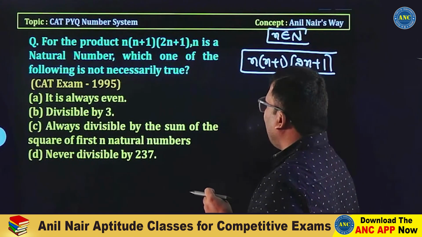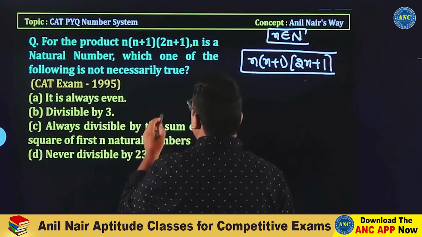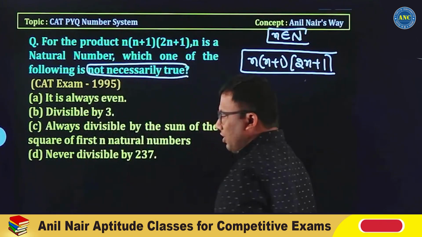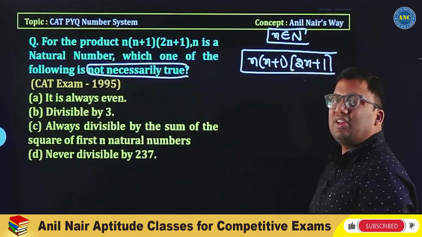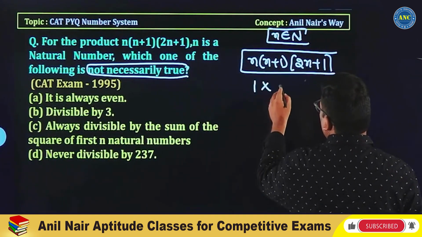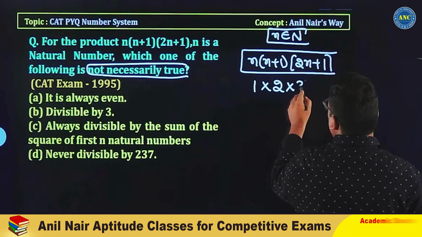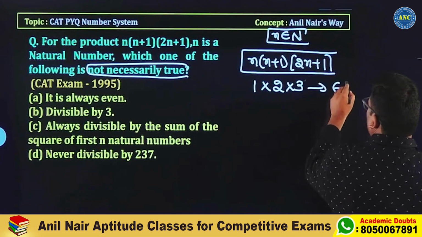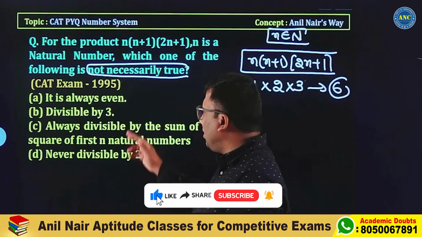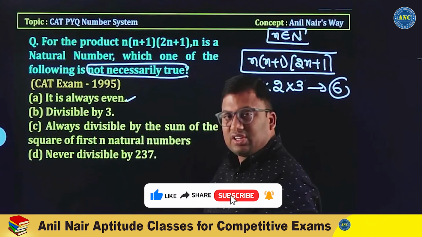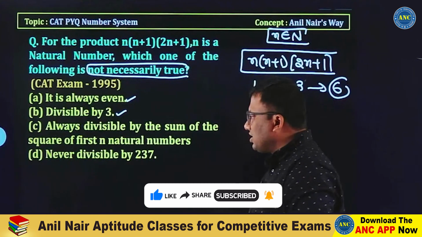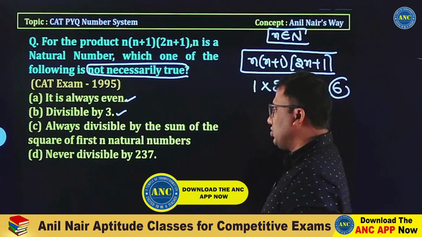Which one of the following is not necessarily true? Which of the following is false? n is a natural number. What is the lowest natural number? 1. 1 into 2 into 2 plus 1, 3. 2 3s are 6. What is the first option? Is 6 an even number? Yes. Is 6 divisible by 3? Yes. Always divisible by the sum of the squares of the first n natural numbers.